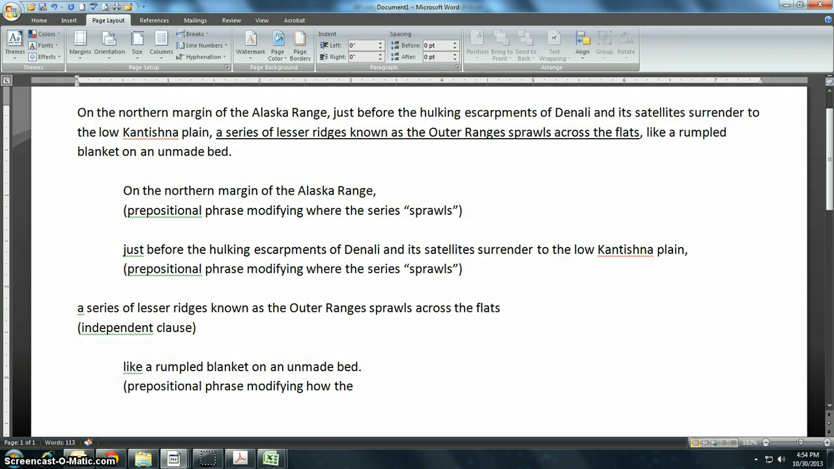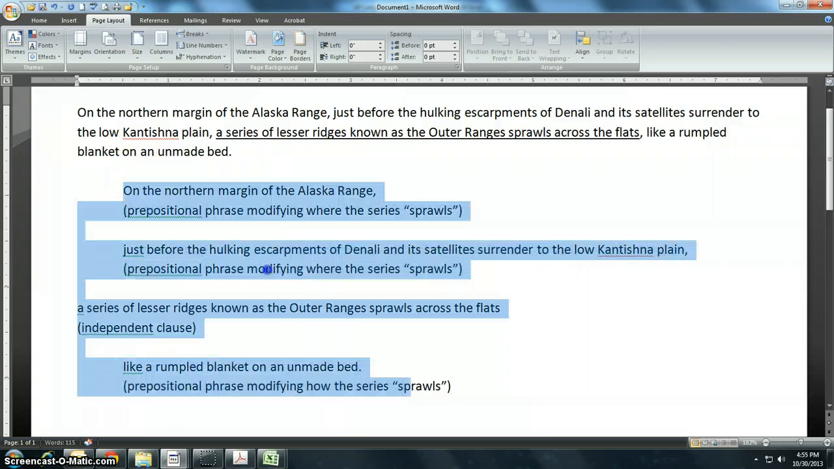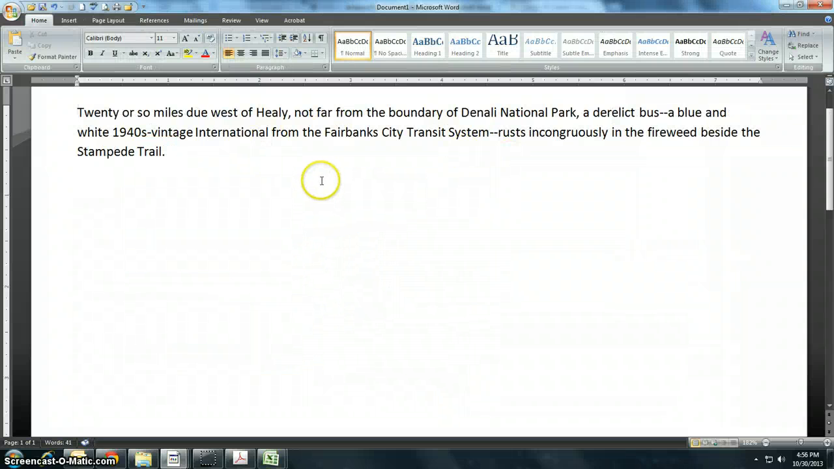How the series sprawls. There we go. And there's our sentence outline. Another 4 elements, just like that. Let's try one more. All right, here's one that's a little bit of a challenge. I like a good challenge.